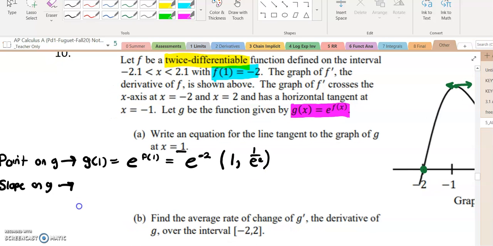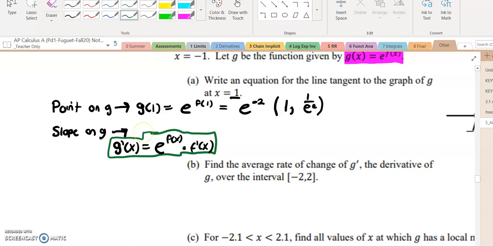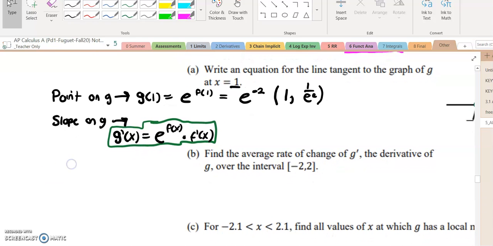So there's my point. To find my slope, we're going to need to find the derivative of g. So g prime of x is equal to e to the f of x, e to the something, times the derivative of that exponent, so in this case f prime of x. We are going to need to reference this derivative a few times throughout the next parts, so just keep that in mind. Since we're trying to find the equation of the tangent line at x equals 1, we're going to evaluate the slope at 1. So g prime of 1 is equal to e raised to the f of 1 times f prime of 1.